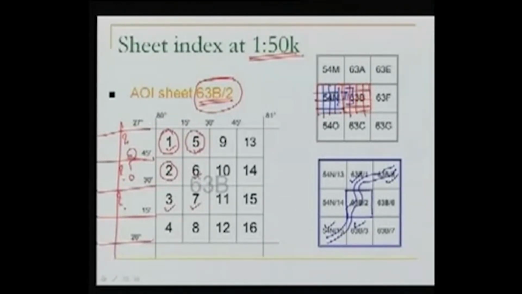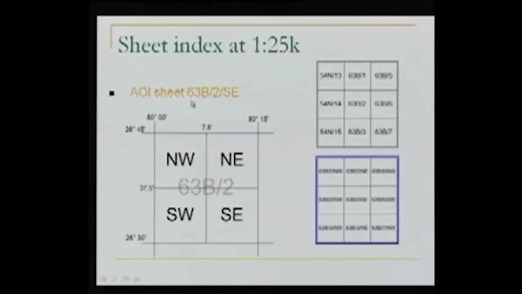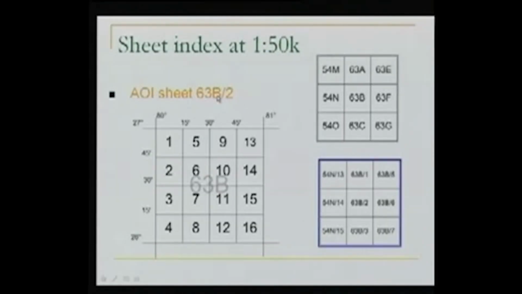Now if you go one step down further, that means at 1:25,000 scale, here our area of interest sheet is 63B by 2 SE. Now we are looking for a sheet index for this sheet. We know that, as we can see in the previous one, our area of interest was 63B by 2, which is here, and the size of this block is 15 minutes in latitude and 15 minutes in longitude.